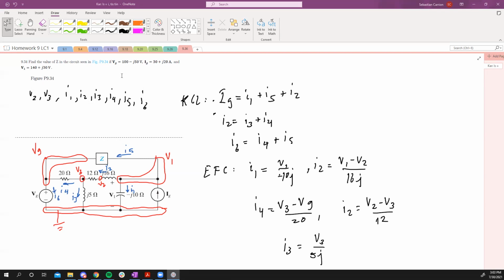I1 equals V1 over negative 10 times percent i. I2 equals V1 minus V2 over 16 times percent i. I4 equals V3 minus VG over 20. I2 equals V2 minus V3 over 12. I3 equals V3 over 5 times percent i. We got 1, 2, 3, 4, 5, 6, V2, V3.